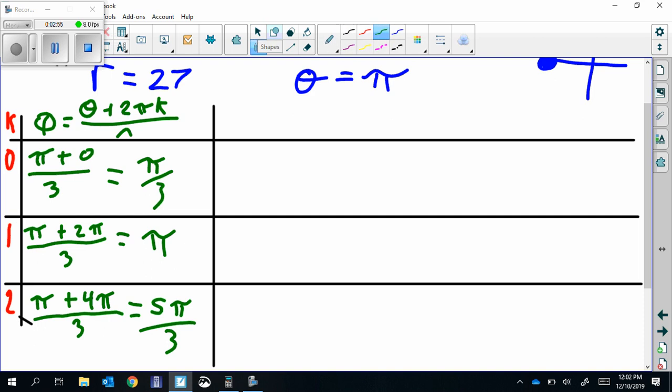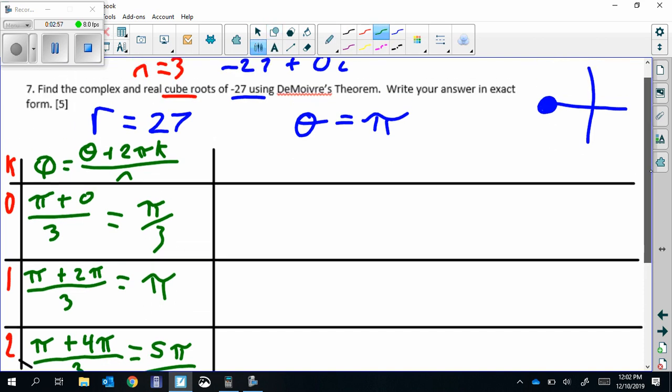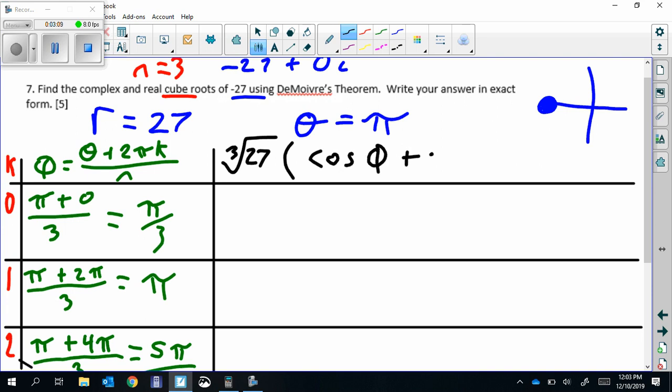So our next step is using the rest of de Moivre's theorem, which is the nth root of r. So the third root of 27 times cosine plus i times sine of that angle we just found. So cube root of 27 is 3.